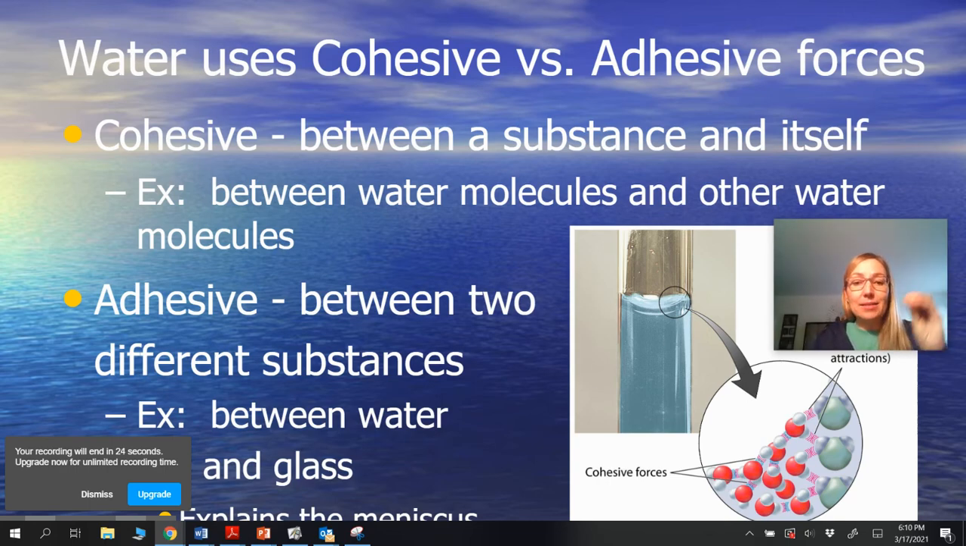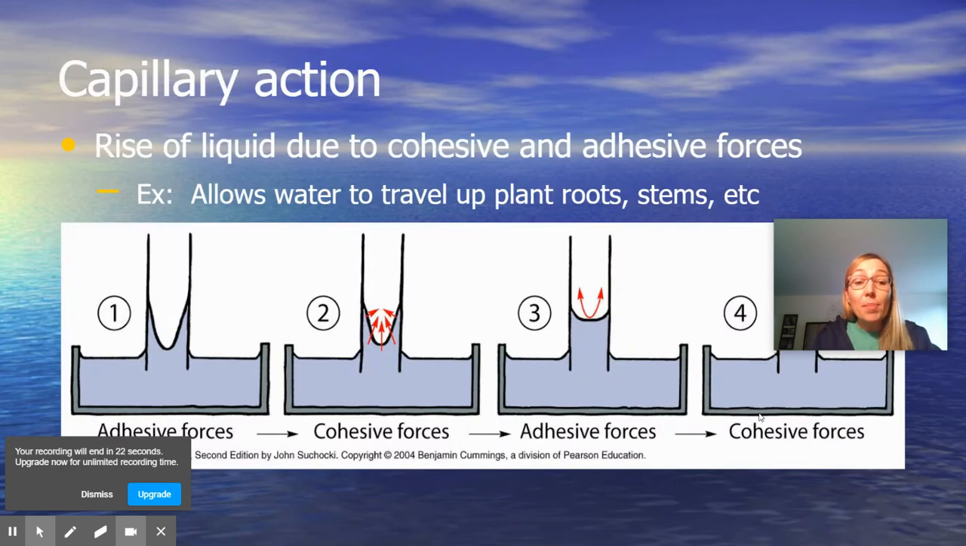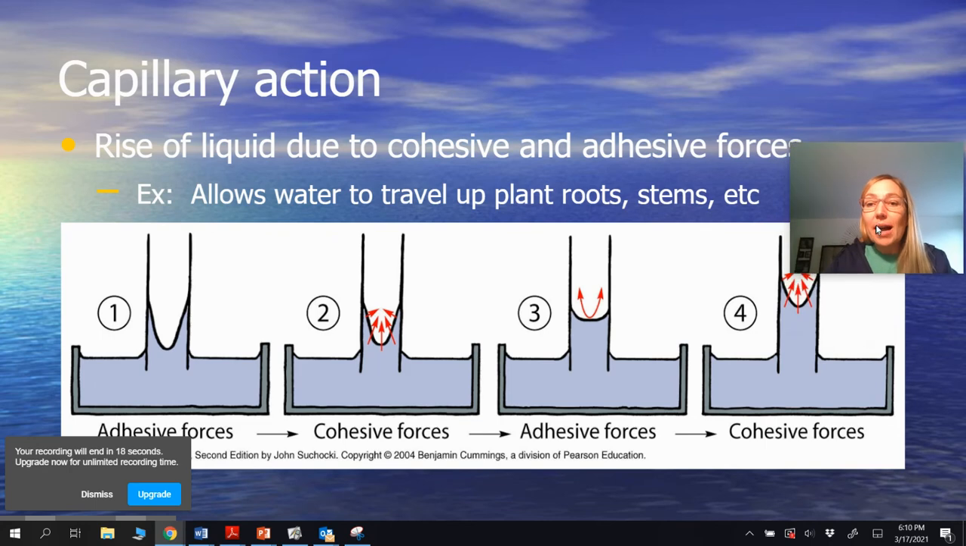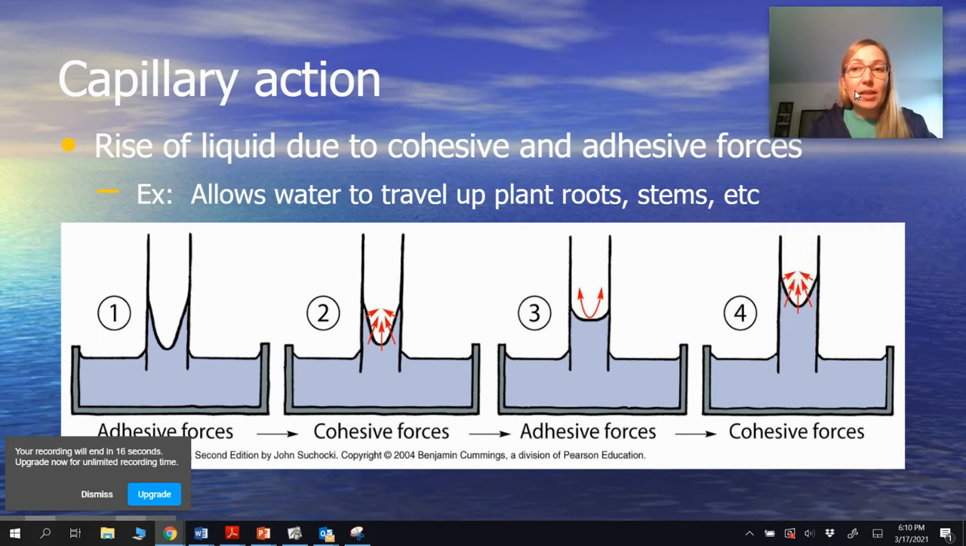And so, capillary action is really the rise of liquid due to a combination of cohesive and adhesive forces. Adhesive forces allow the water to go up the glass, and then cohesive forces allow the water to follow other water molecules. And this is really why water travels up plant roots and stems for plant growth.